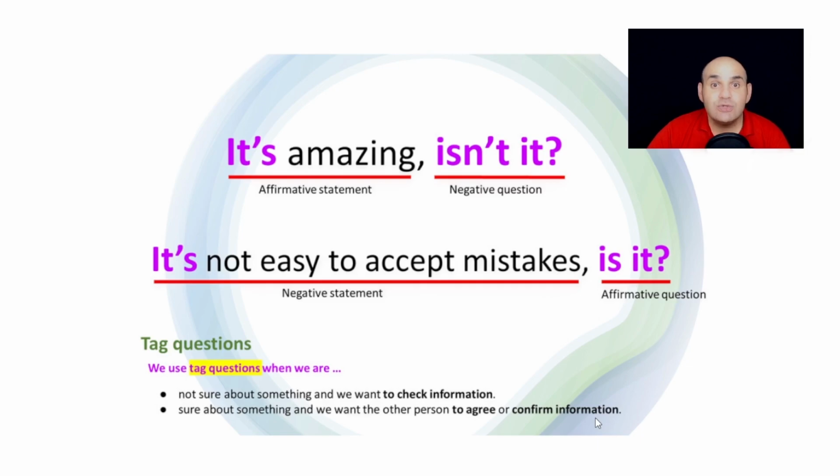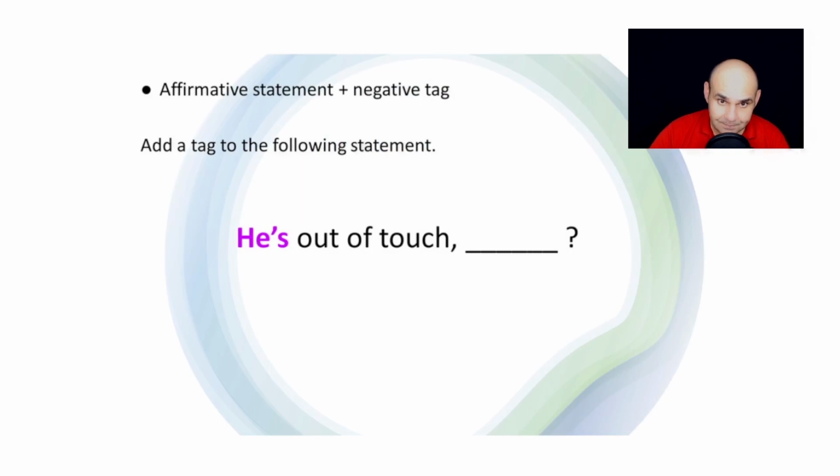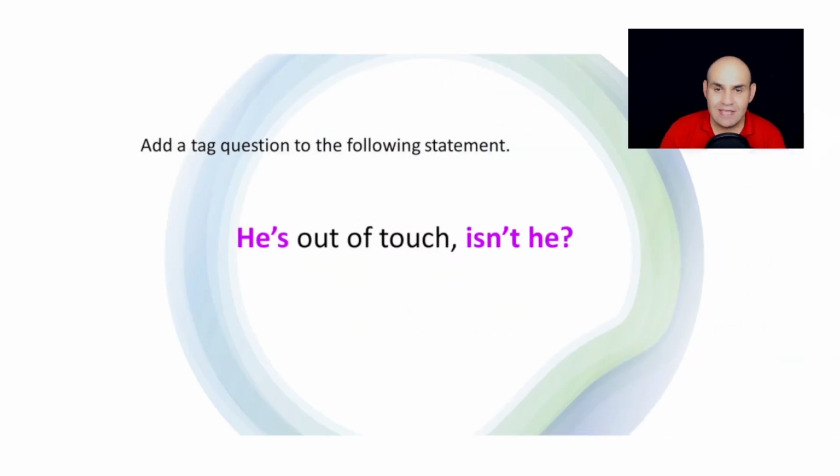This is the time to do some exercises to understand these structures better. Okay. He's out of touch. We have a tag question here and we want to complete it with a correct tag. As you can see, we have an affirmative statement. It means that we need a negative tag here. So what is the answer? He's out of touch. Okay, good. Isn't he? You know, the tag is in the same verb tense.